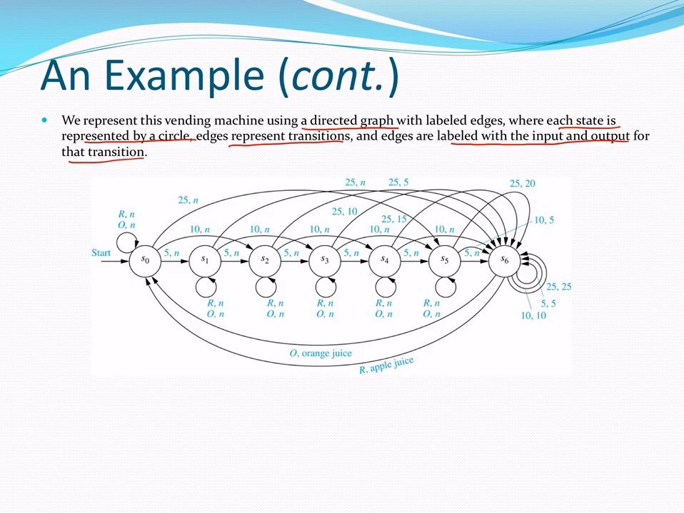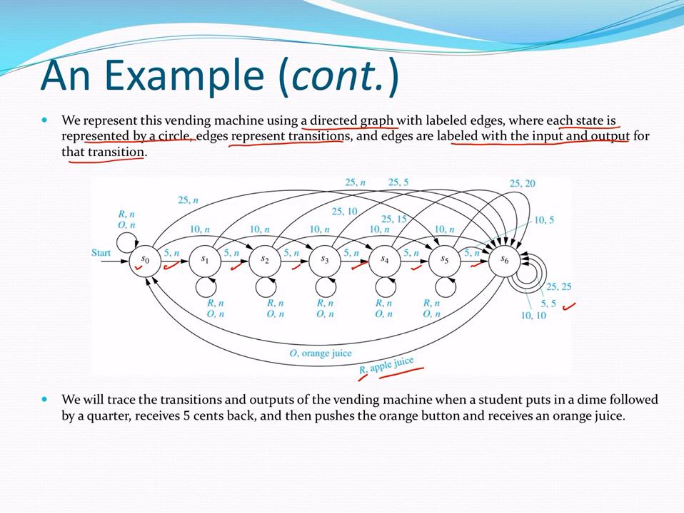We start in state 0, and I'll trace that nickel input sequence we did. Here's 5 cents, nothing happens, we go to state 1. 5 cents, nothing happens, go to state 2, and so forth, all the way out to state 6. And here, if you put in 5 cents, you get 5 cents back, and you stay in state 6. And of course, if you push the R button at that point, you're going to get apple juice out, and you go back to state 0.